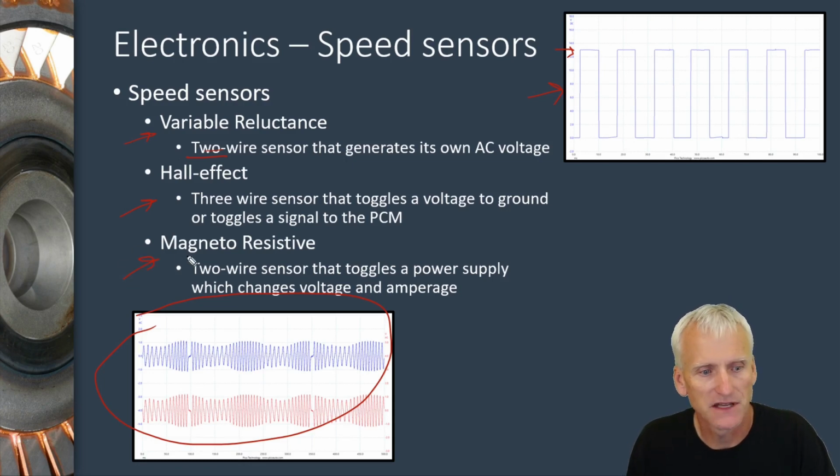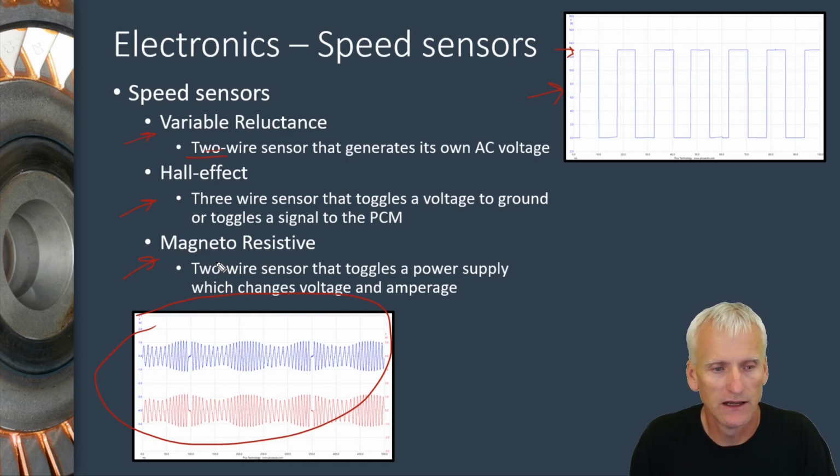But another sensor is magnetoresistive. And that is more commonly found on stability control wheel speed sensors, but some transmissions I believe do use them. And it's a 2-wire sensor. What they do is they provide power to the sensor, and then the sensor has an additional power supply, and it toggles that power supply on and off, and it creates a small millivolt change.